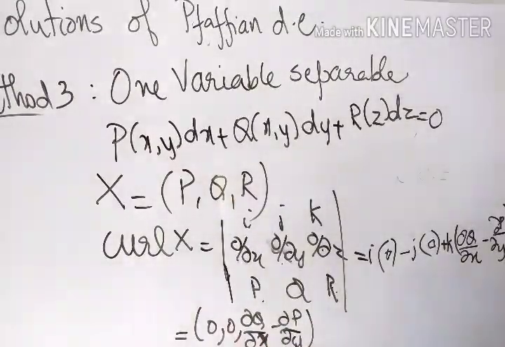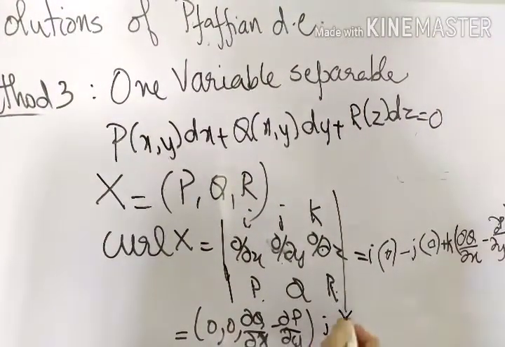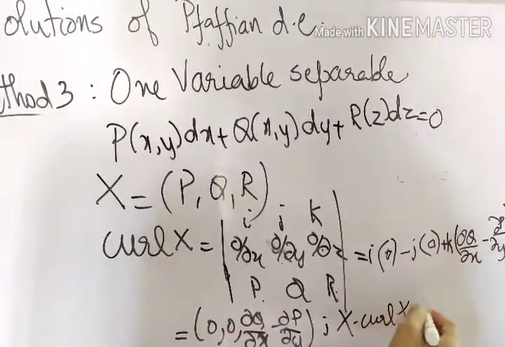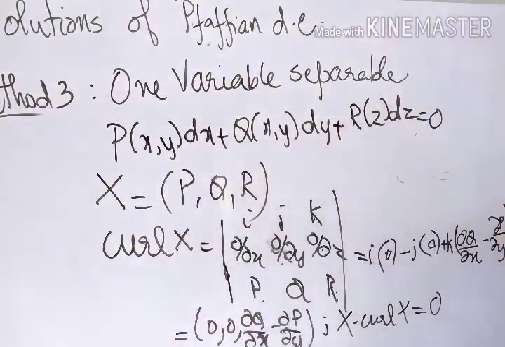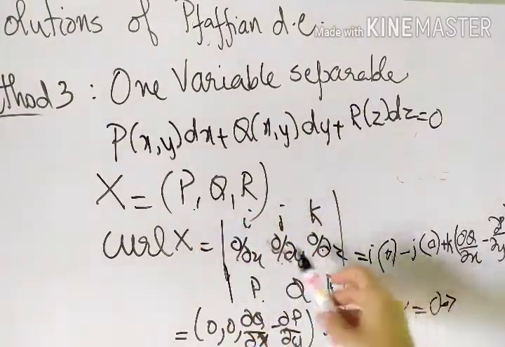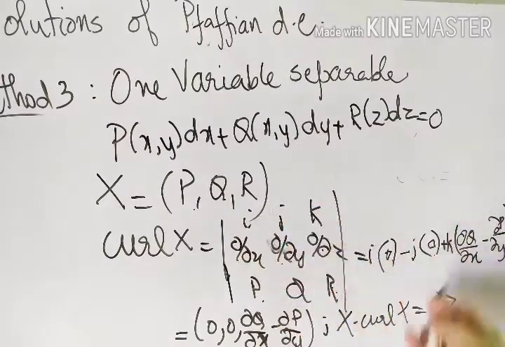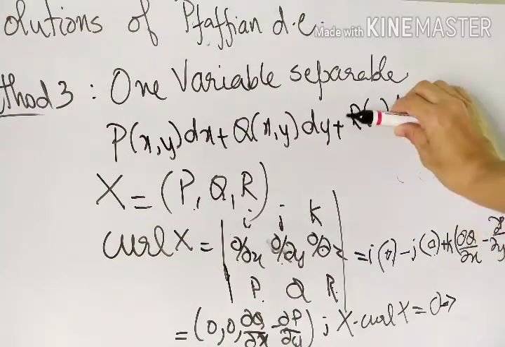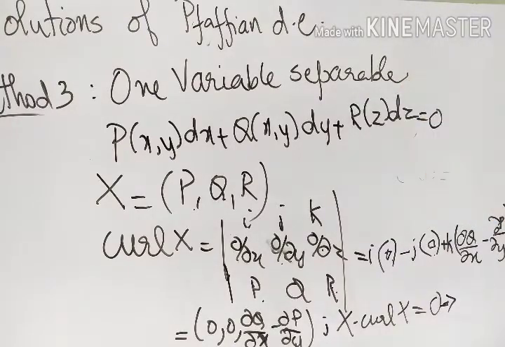And we say that a pfaffian differential equation is integrable if and only if x dot curl x is equal to 0. What happens if I am taking x dot curl x? Taking the dot product, this is p into 0, 0, q into 0, 0. So the last term remains, r into this term must be equal to 0. Definitely r cannot be equal to 0 because we have already said it's a function in z. If it's 0, then there is no pfaffian differential equation of three variables. So r cannot be 0.